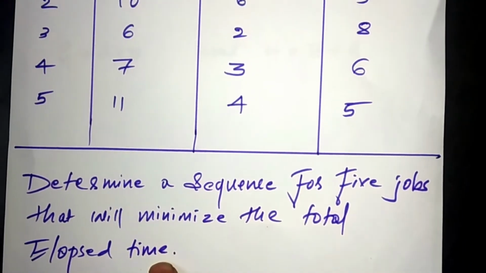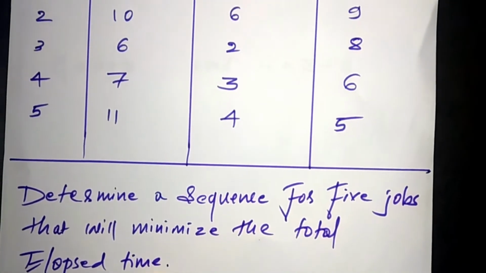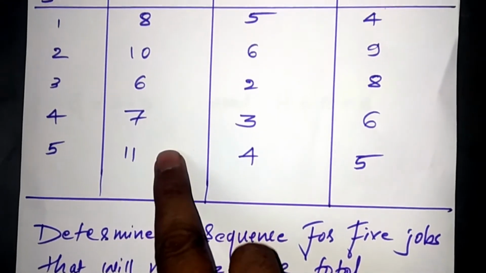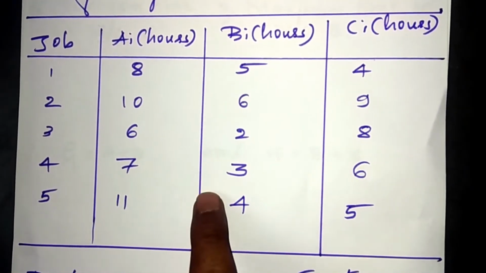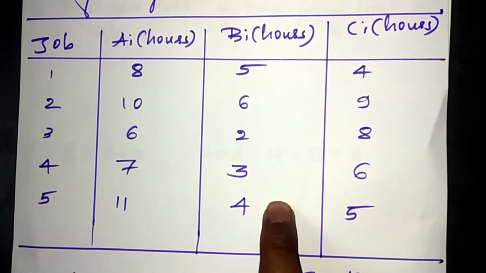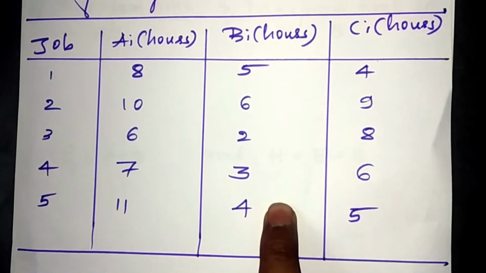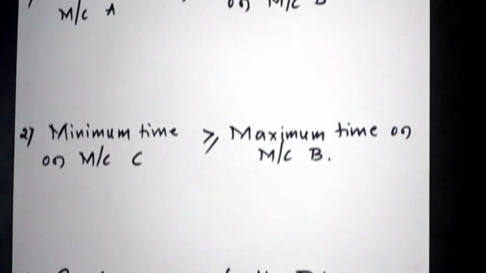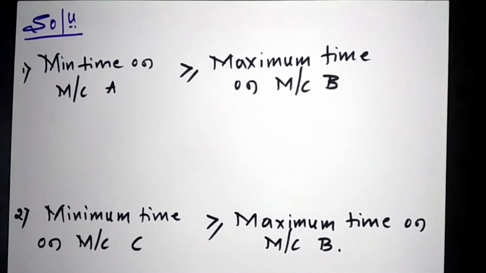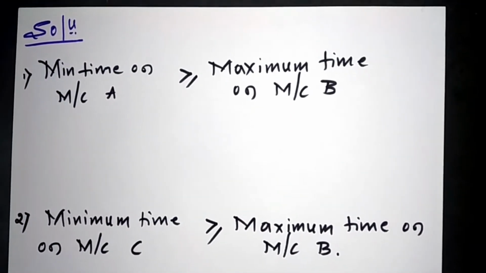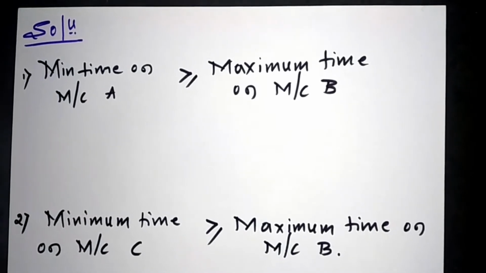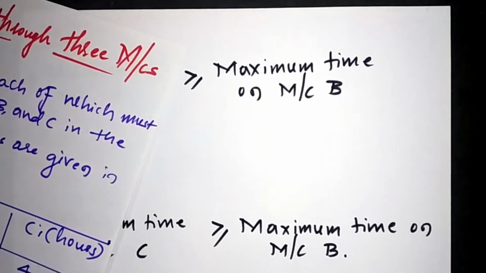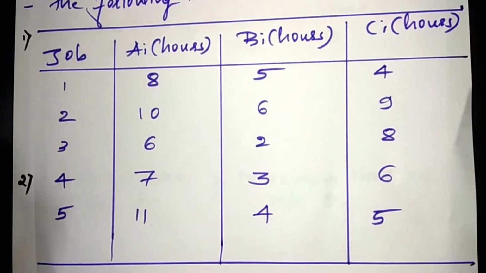In this type of problem we have to convert these 3 machines into 2 machines. For that we have 2 conditions. The first condition is that the minimum time on machine A should be greater than or equal to the maximum time on machine B.